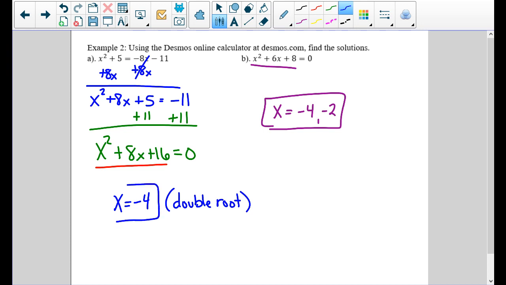Alright, you see your homework down the bottom right.